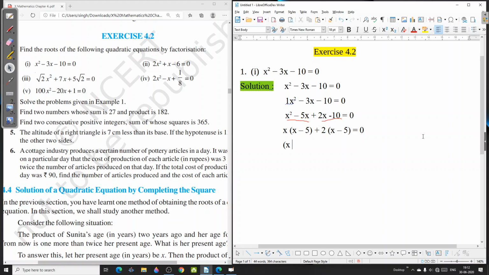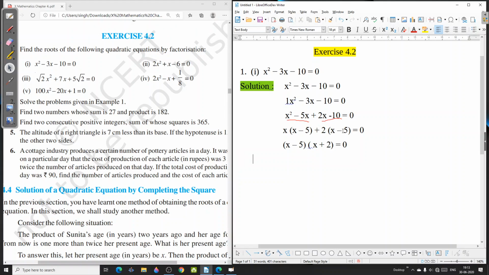x minus 5, and what will remain from the first term? x. Plus, what will remain from the second term? 2. So write 2, and equal to 0. Now to get the solution, what we have to find is the roots. Roots means solution. So let us equate both of them to 0.